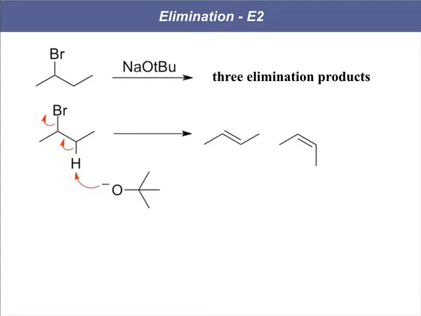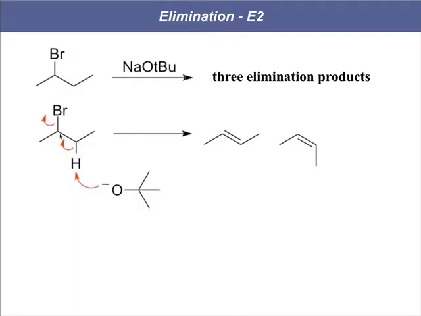Okay, here are 2 of them. Remember, what we need to look for are hydrogens that are on carbons adjacent to the carbon bearing the leaving group. So there are 2 hydrogens on this carbon. And like we saw before, when you have 2 hydrogens adjacent to a leaving group, one of them can be eliminated to give rise to the E, and the other one can be eliminated to give rise to the Z.